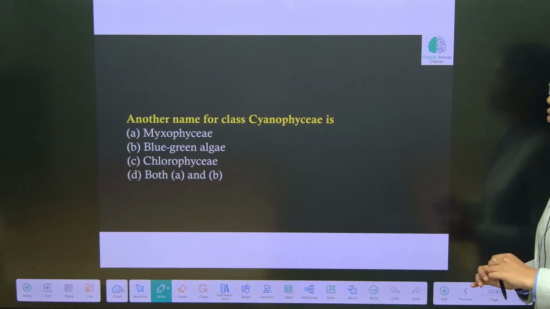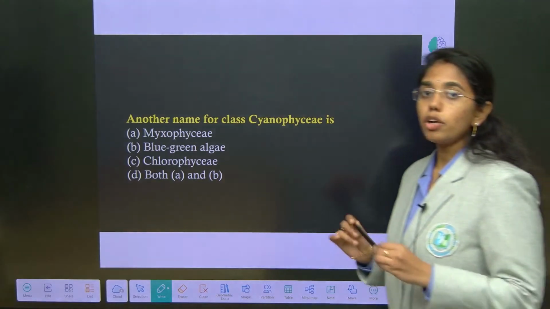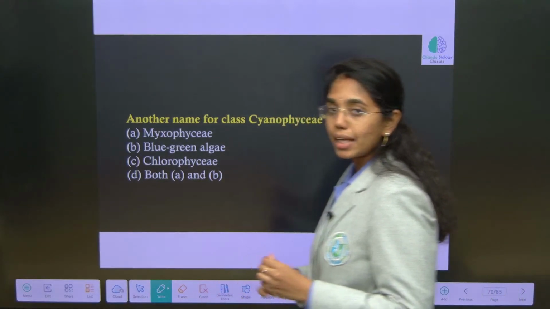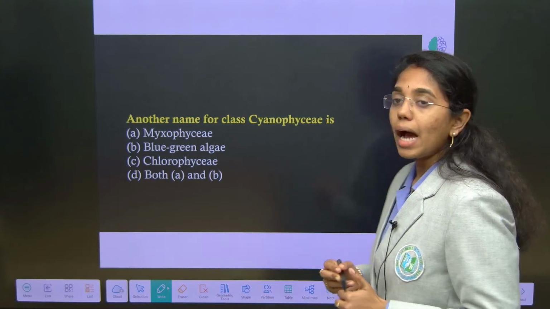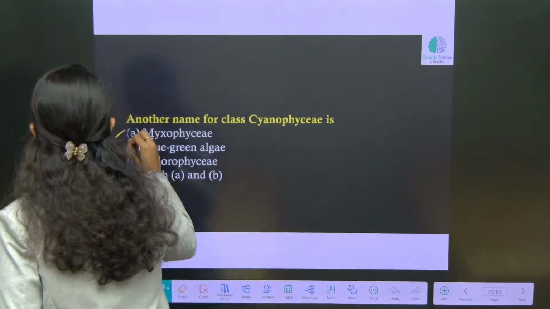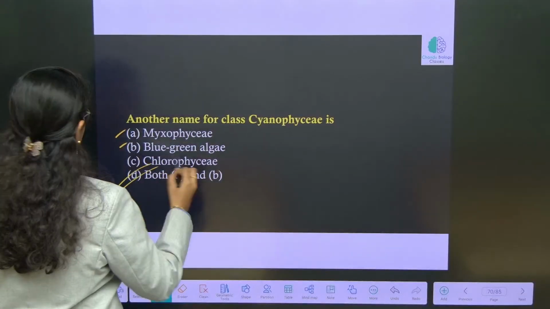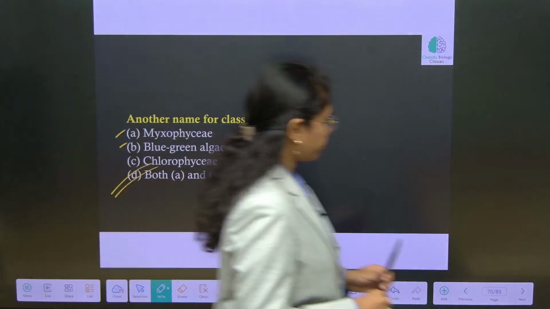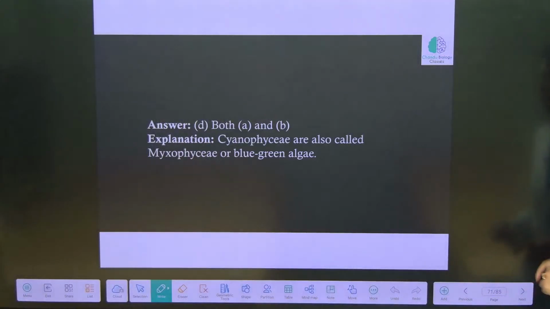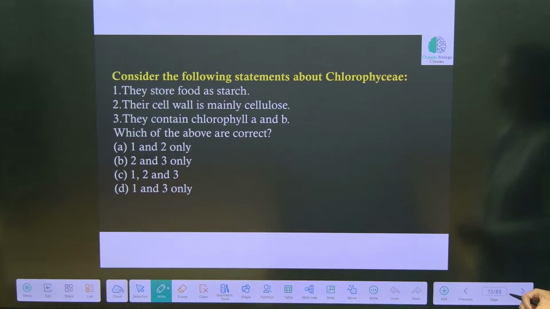Another name for Cyanophyceae. Cyanophyceae consists of blue-green algal members. Okay. So, it is also known as blue-green algae and it is also addressed as Myxophyceae. So, the right answer will be option D. Both A and B are correct. Next question.